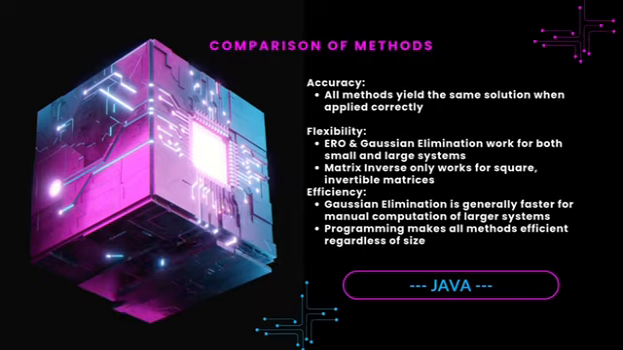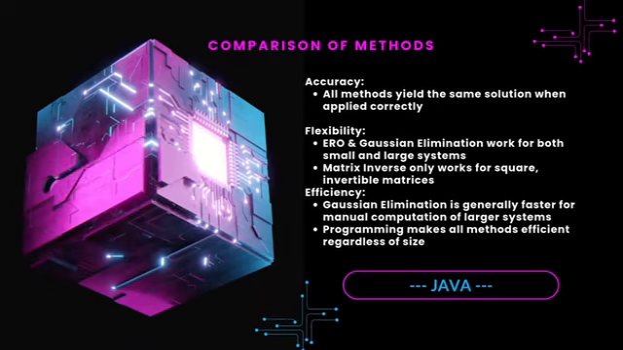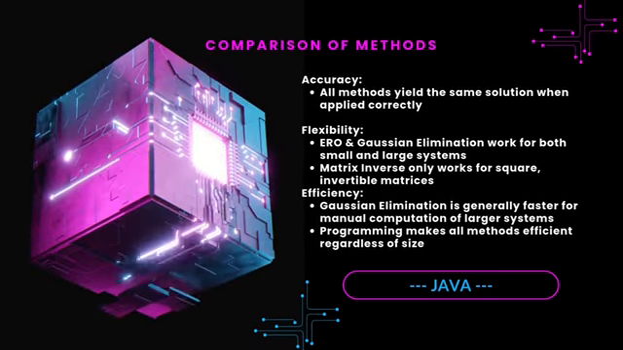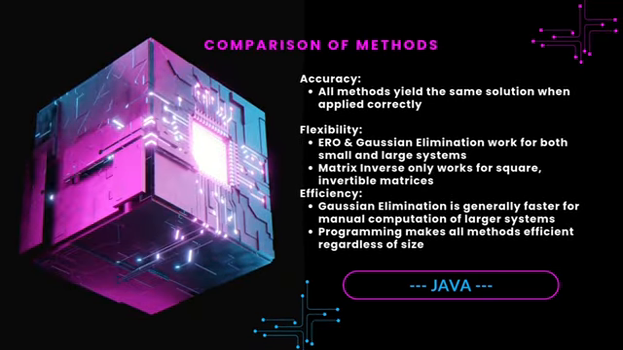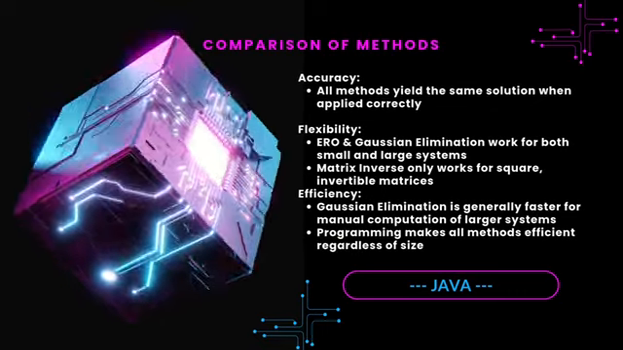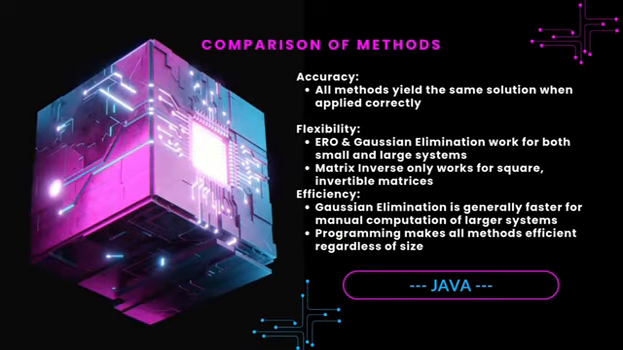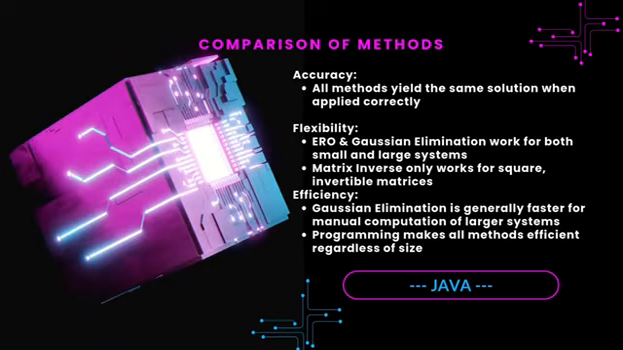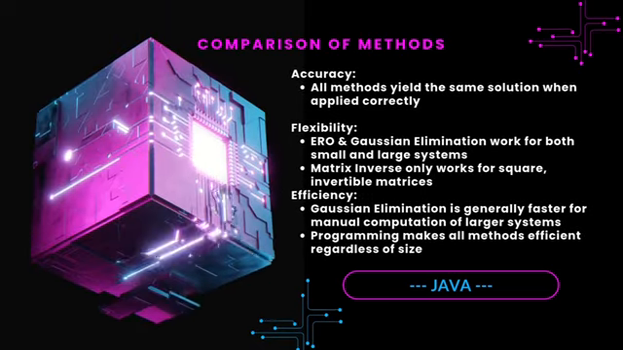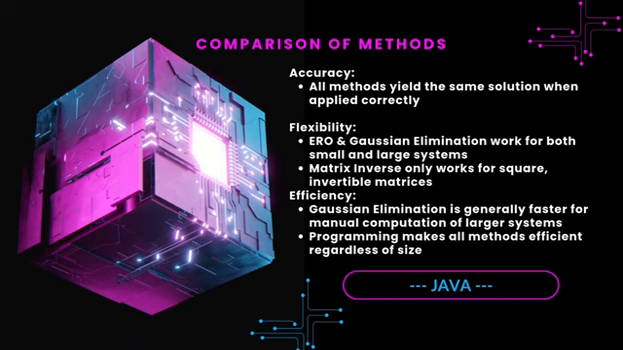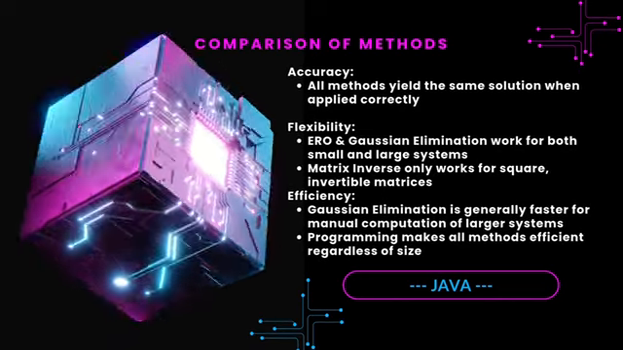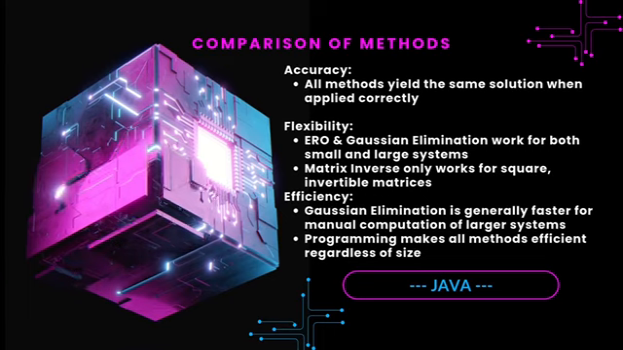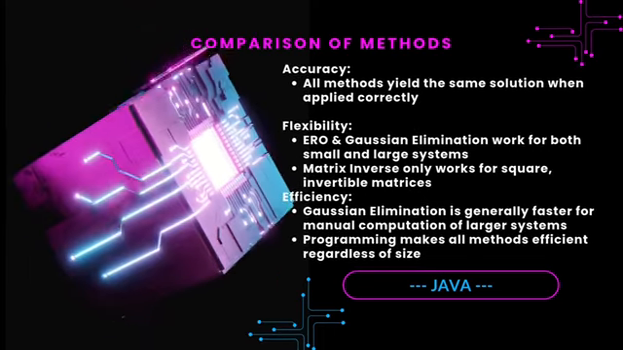Now, a comparison of methods. As for accuracy, all methods yield the same solution when applied correctly. As for flexibility, ERO and Gaussian elimination work for both small and large systems. Meanwhile, matrix inverse only works for square and invertible matrices. As for efficiency, Gaussian elimination is generally faster for manual computation of larger systems, and programming makes all methods efficient regardless of size, which is what we are focusing on with Java.